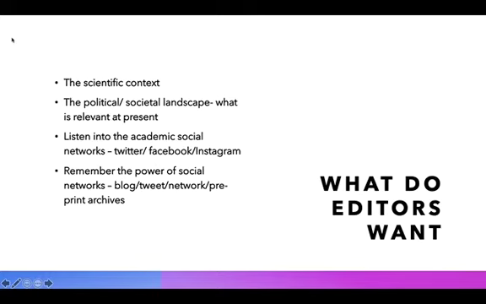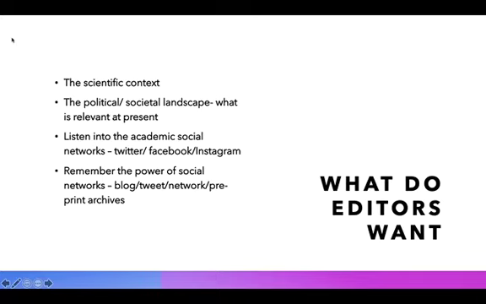The editors want to know that the scientific context is important. The editors want to know about the political and societal landscape now. For instance, if you write anything about COVID, you have a much better chance of getting it published in this current 6 months. If you write about something else which is unrelated, you may find editors will not be interested.